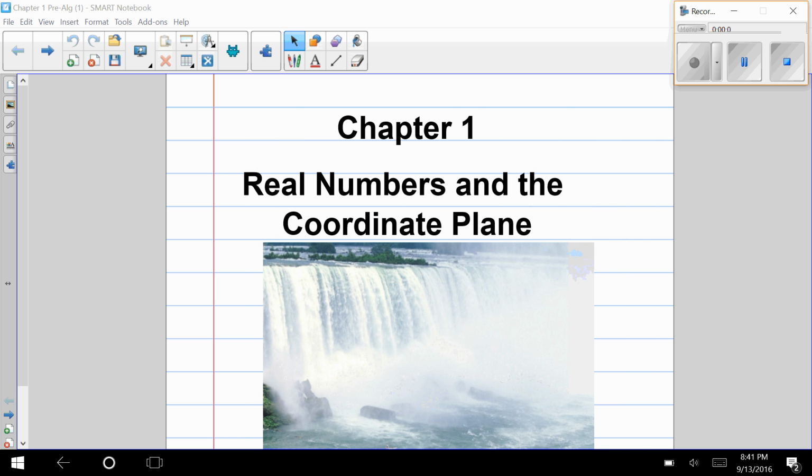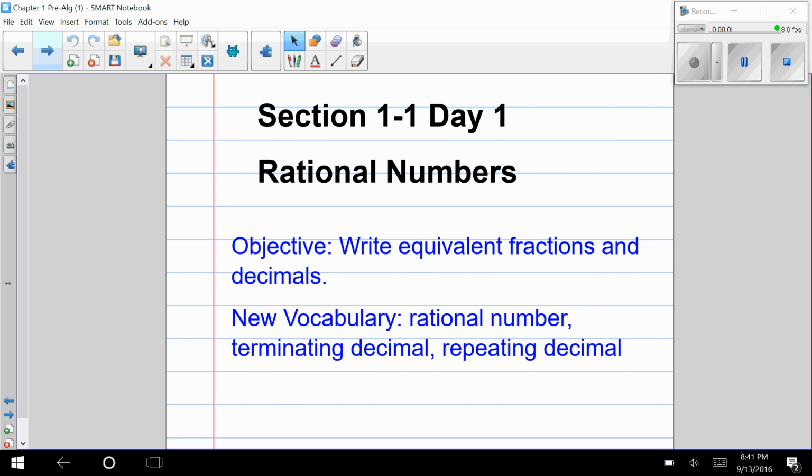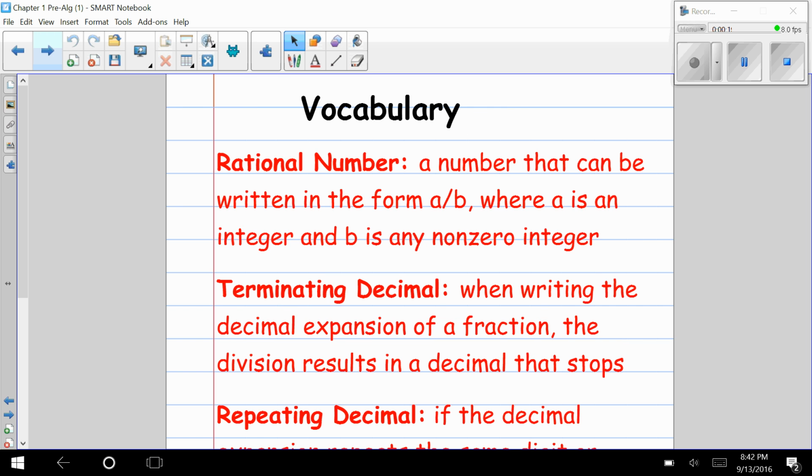Chapter 1, Real Numbers and the Coordinate Plane. Section 1, Day 1, so there will be a Day 2, is rational numbers. Our objective is to write equivalent fractions in decimals. Our new vocabulary will be rational number, terminating decimal, and repeating decimal. Let's start with defining our vocabulary.